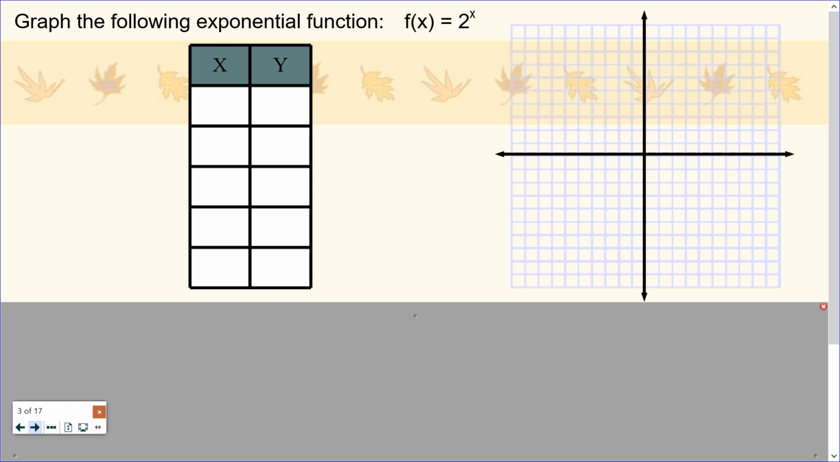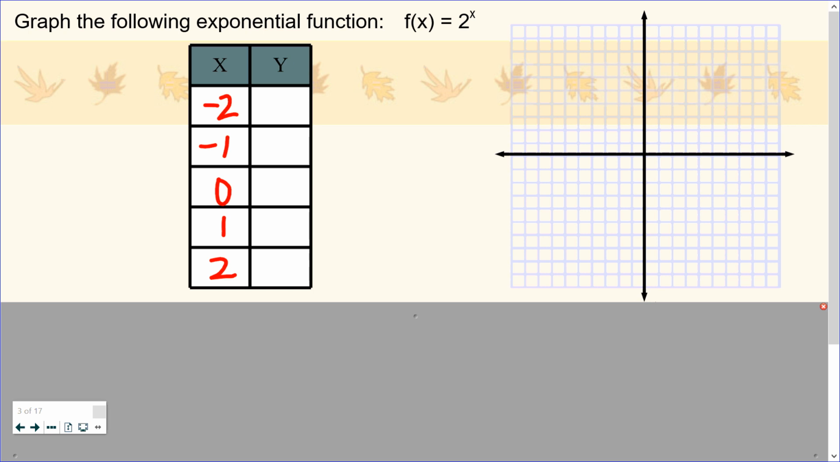Next up. Graphing an exponential function. So we're going to try to do this by hand without a calculator. Of course, you can always use your calculator to check it. Remember, what's the domain of these? All real numbers. You can plug in any numbers you want.